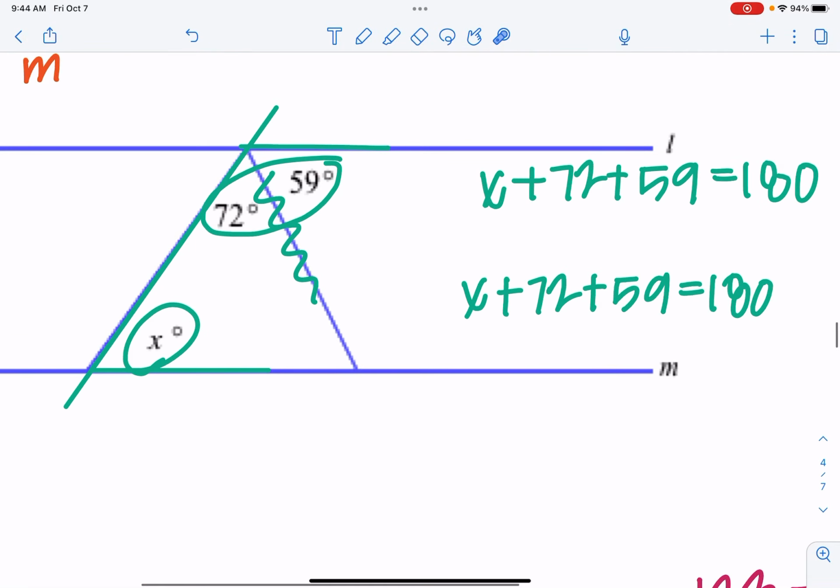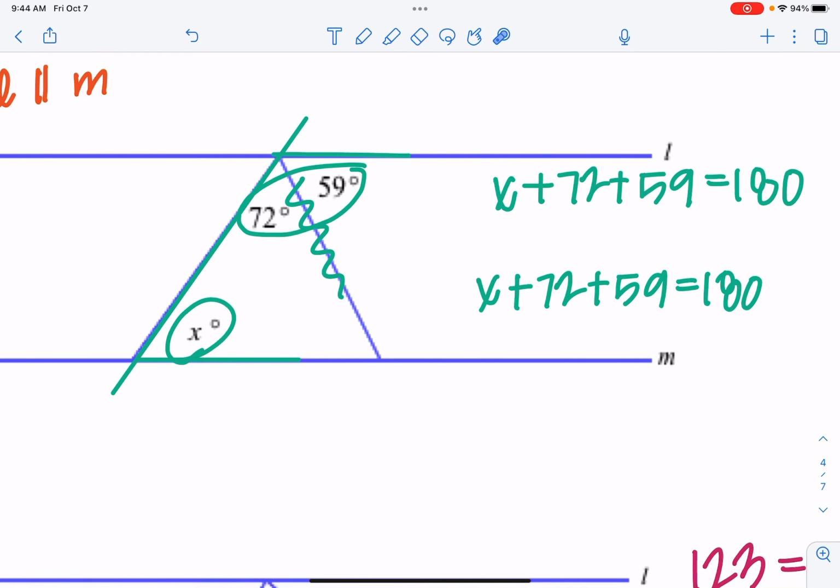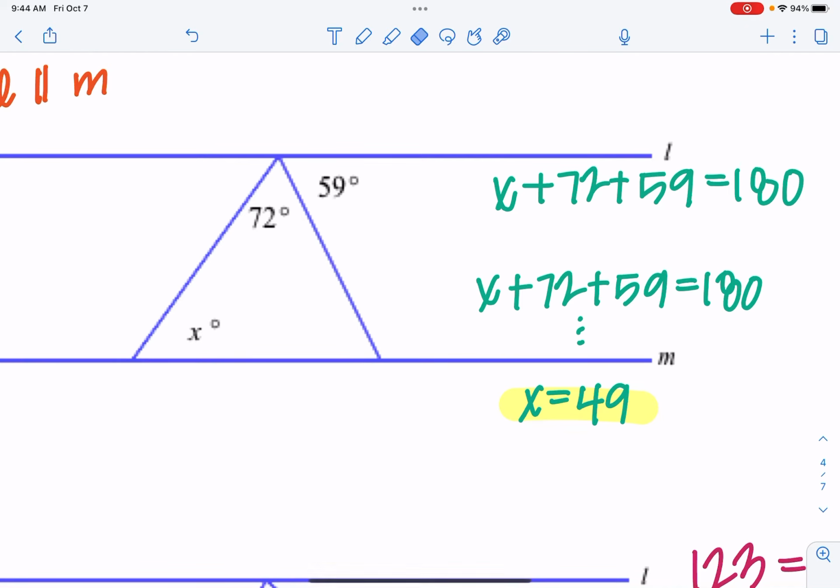So whichever way you need to approach it, just make sure you're using your special angles in order to get there. And then once you solve, you should get 49. A third way you could have easily seen this, before I let you move on to the next one: you could have seen that 59 is interior angles with this 59, and we know our triangle adds up to 180, which again would be this same equation. So try number 7 all by yourself and then return back for your answer.